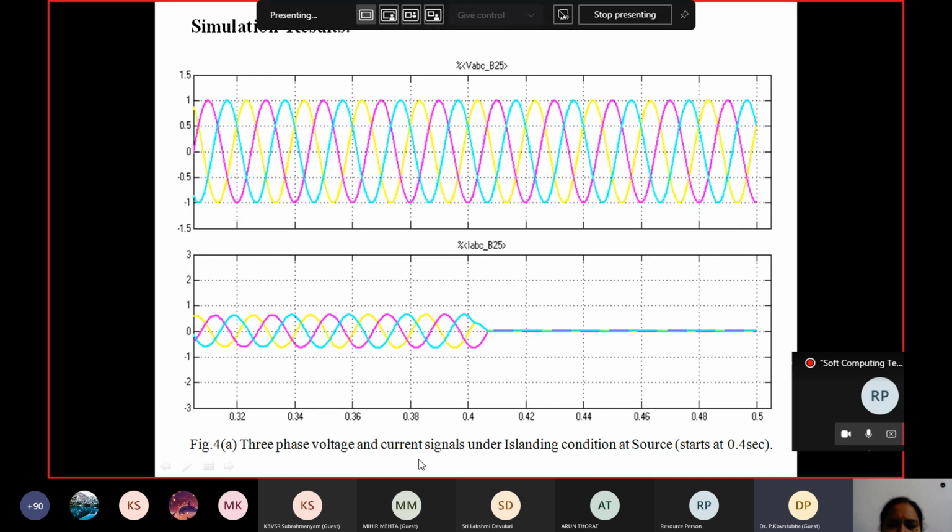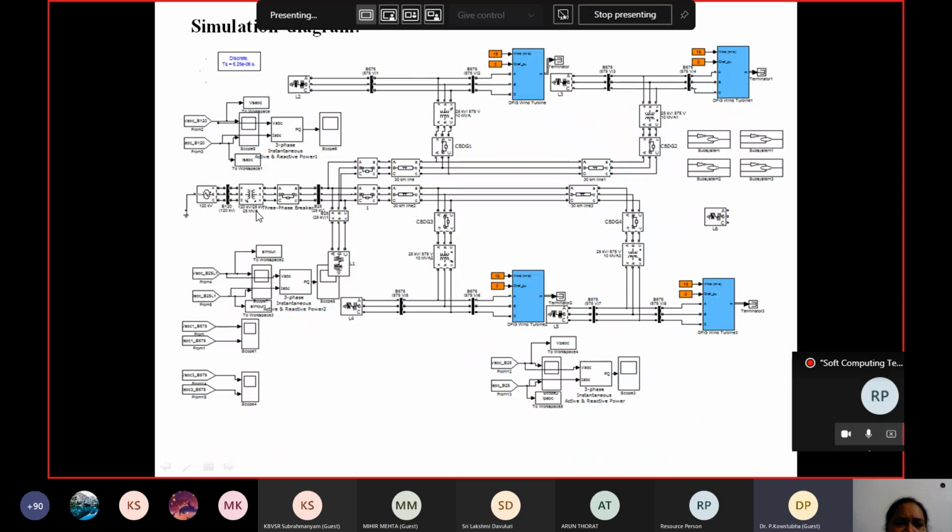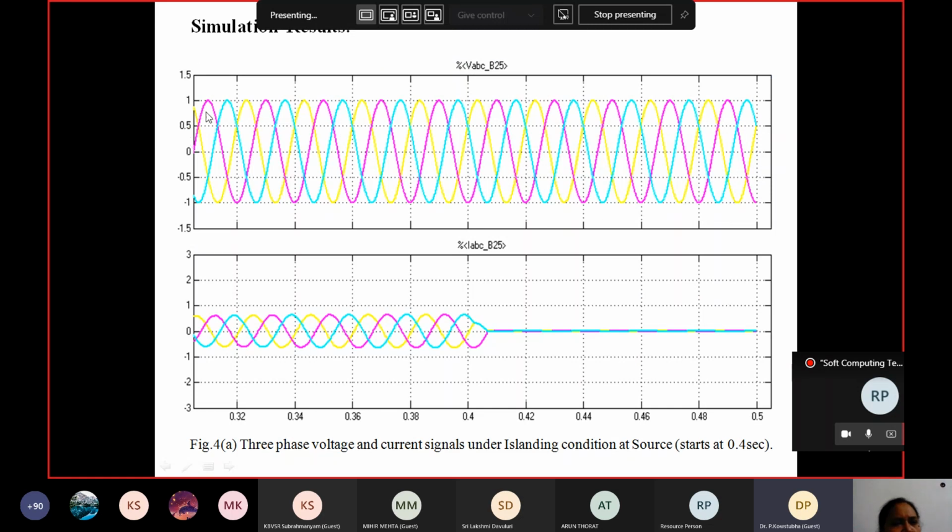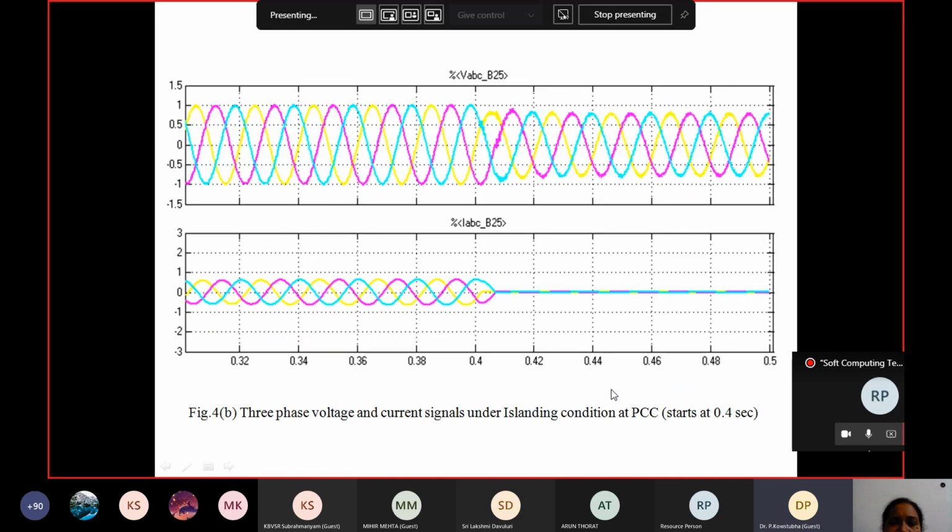These are the 3-phase voltage and current signals under islanding condition at the source. Here one scope is there, near the common coupling point at the source, and we get these waveforms: a pure sinusoidal voltage waveform, but for the current I have simulated the islanding condition. That means the circuit breaker is opened and disconnected from the grid, so there is no power supply. That's why from 0.4 onwards there is a straight line, an interruption of the supply. Here this is at the source. Next, this is at PCC. At PCC also, the magnitude of the voltage decreased from 0.4 onwards and the supply is interrupted.